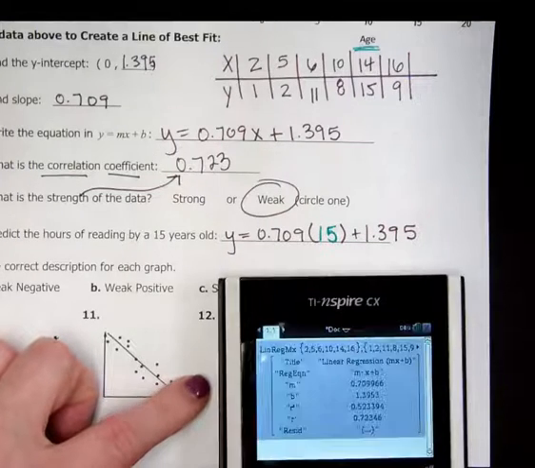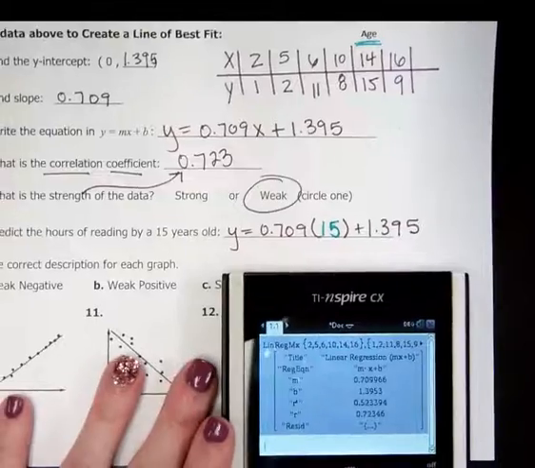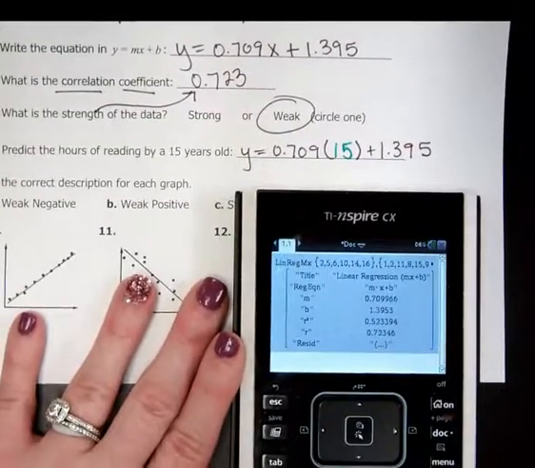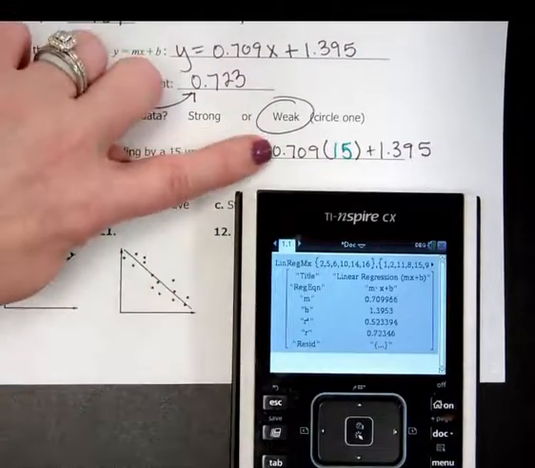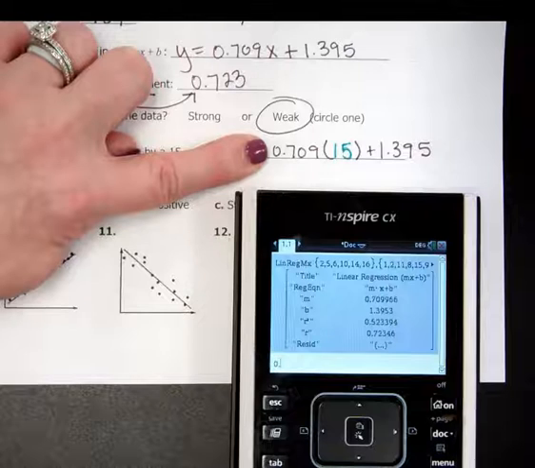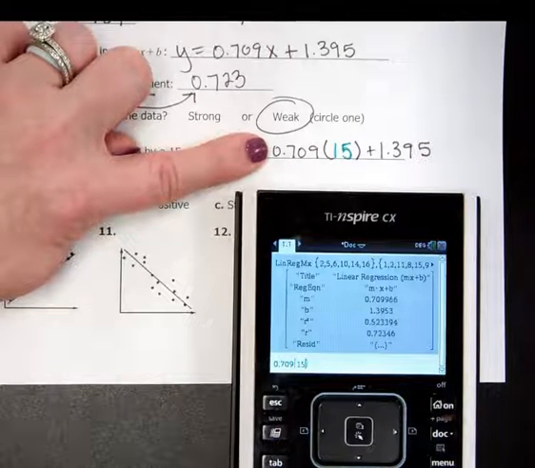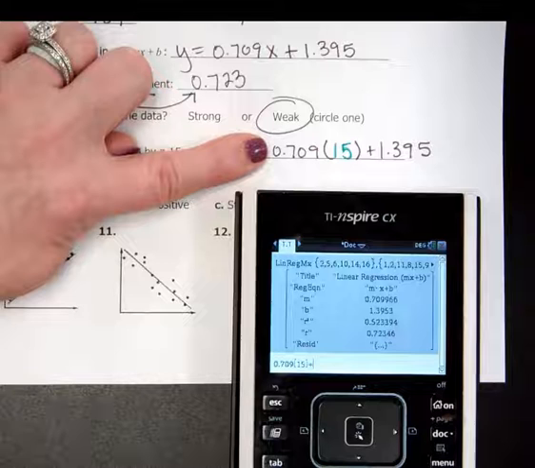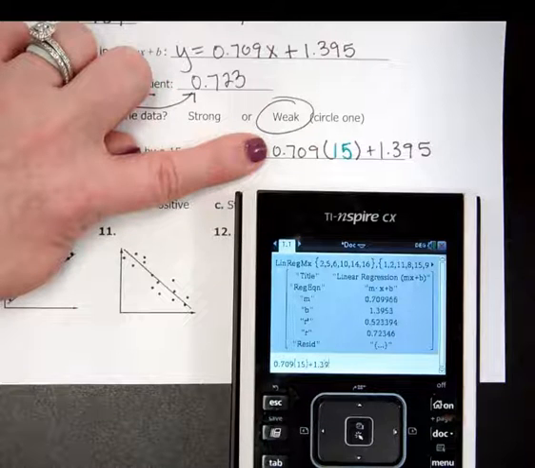On the calculator, I can actually type this in on the screen. I could clear it all the way out if I wanted to, but it's unnecessary. We're not going to type the y equals. So 0.709, parentheses, 15, close parentheses, plus 1.395.